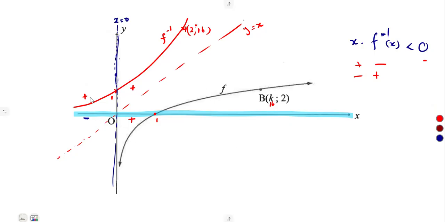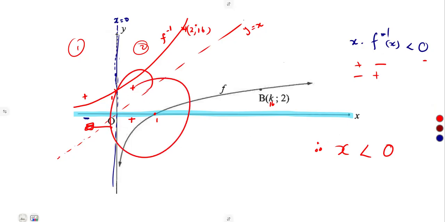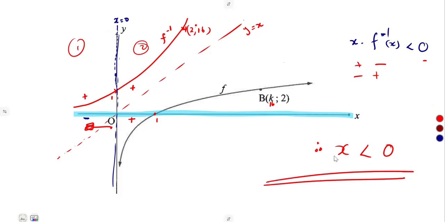You're going to see that this region satisfies positive, negative, where the x values compared to 0 are less than 0 on the left side. So therefore, x is less than 0. If you check this other side, both are positive. The inverse of f is positive, and also the x values are positive, so that cannot give us a solution. So this was just going to be our final solution. That is how you answer these questions. You just compare according to the graph.